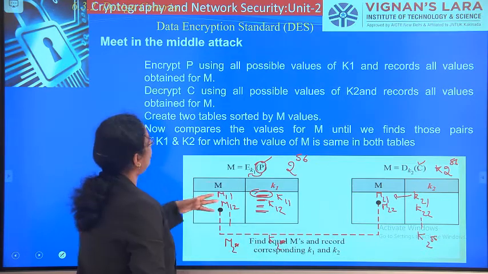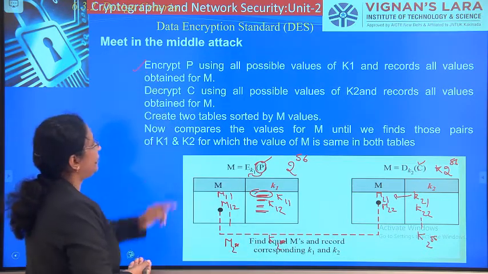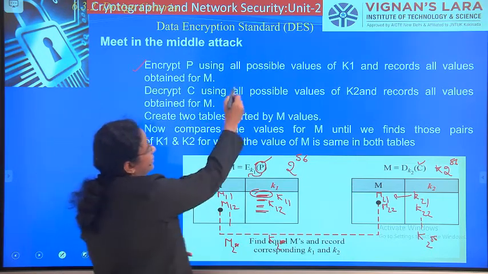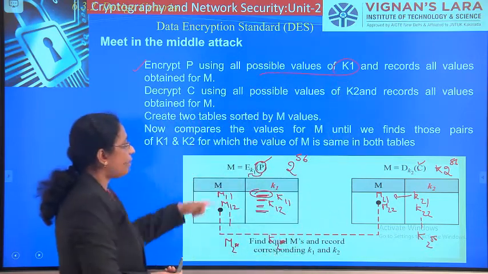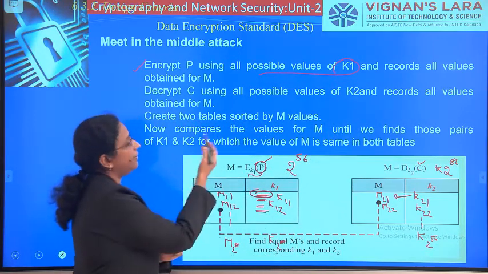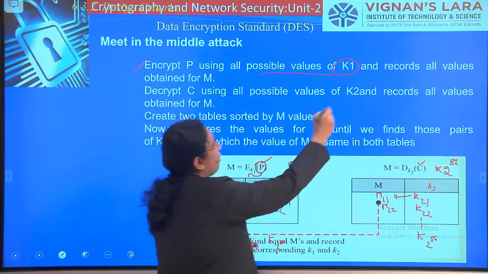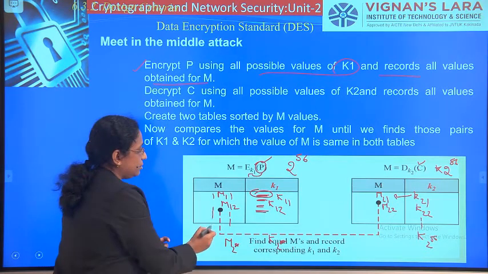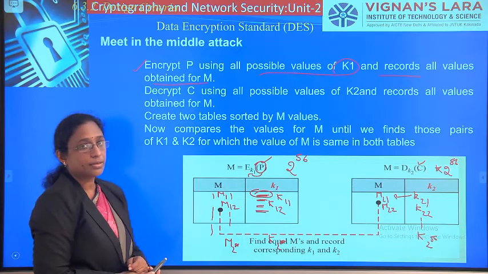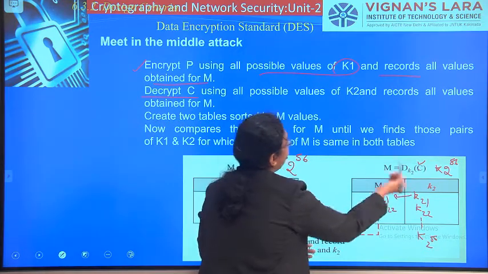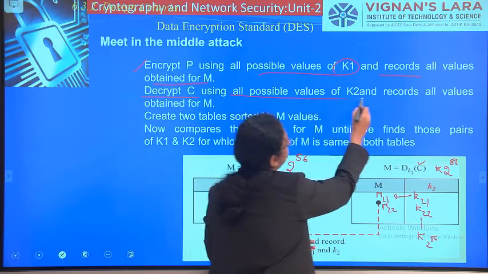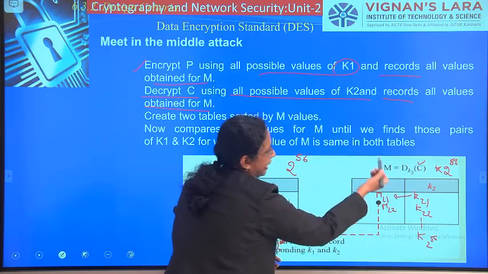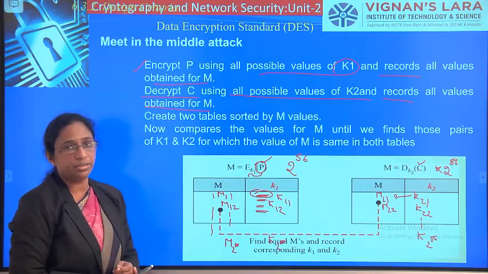So that is the first step. He will be encrypting P using all possible values of K1 and recording all the values obtained for M, storing them in this table. Similarly, he will be decrypting C with all the possible values of K2 and recording all the values obtained for M.